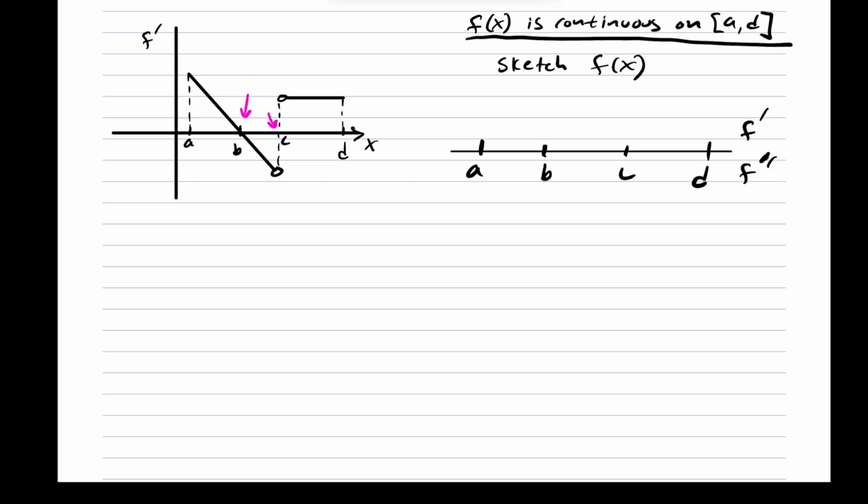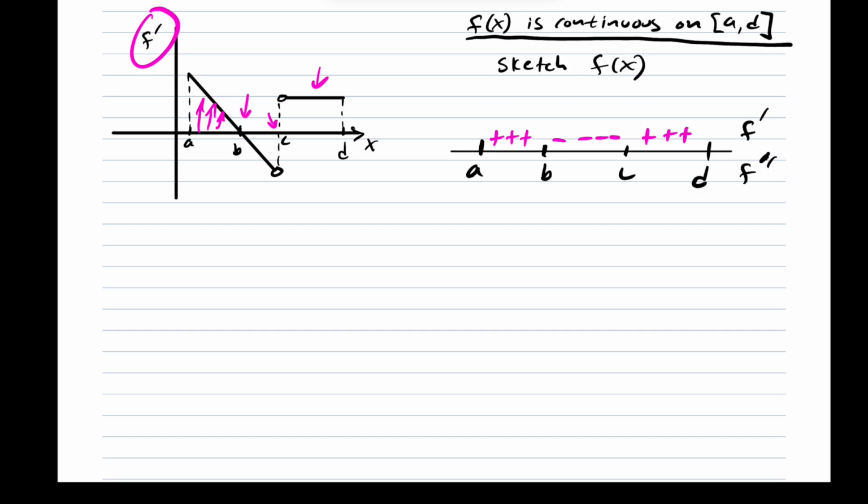Now let's put this grid in. So from A to B, remember this is f prime you're looking at. f prime is positive. It's above the x-axis. So from A to B, f prime is positive. From B to C, for the same reason, f prime is negative. And then from C to D, f prime is positive again. And I want to note it's constant, okay?